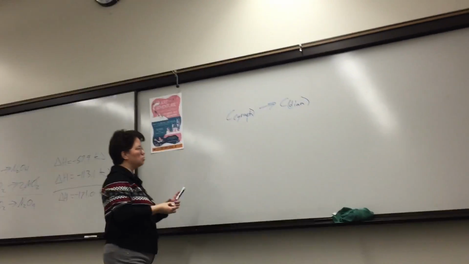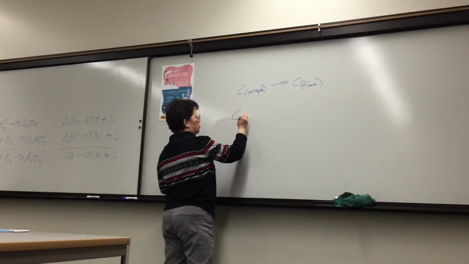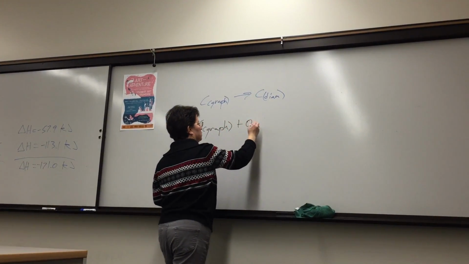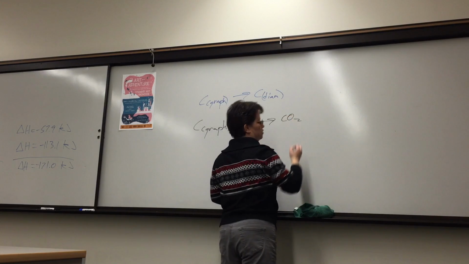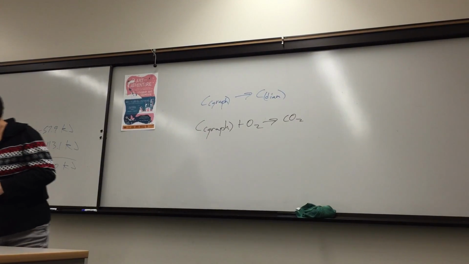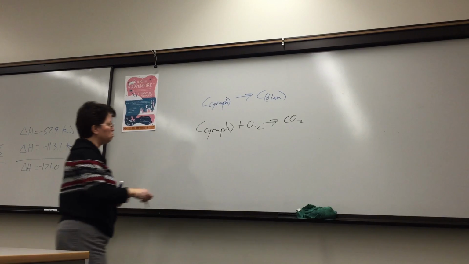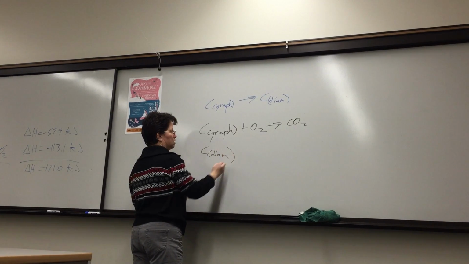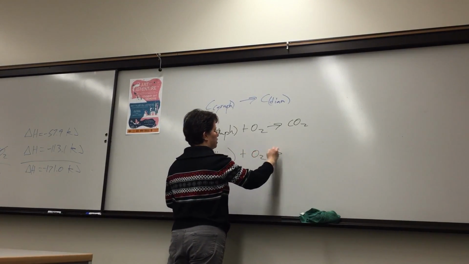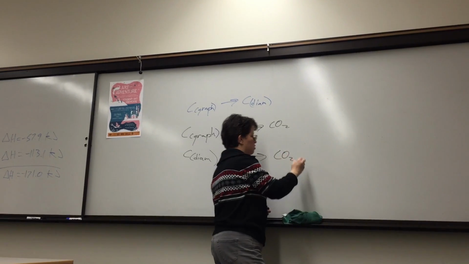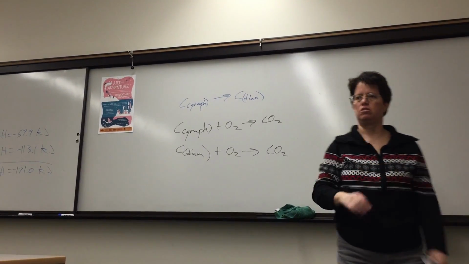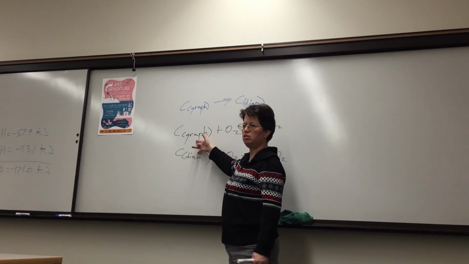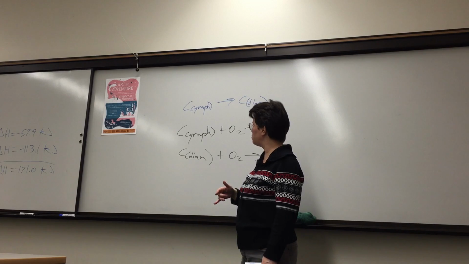The two processes we have are the combustion of graphite, right? And the combustion of diamonds. Now before we've said that combustion is always adding oxygen to get carbon dioxide and water. Why don't I have water this time? I didn't burn a hydrocarbon, right? It was just carbon that I was burning other than a hydrocarbon.